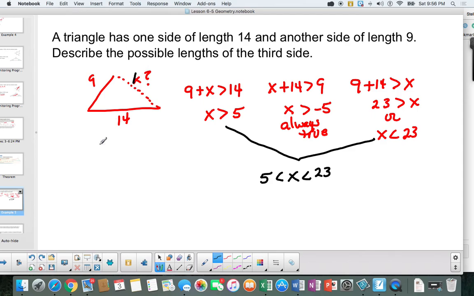Let's try 22, something close to the 23. Now these two add up to more than 14, these two add up to more than 9, and these two add up to more than 22. Now the number 23 does not work, and the reason the number 23 doesn't work is 9 plus 14 add up to 23, and these have to be more, otherwise it won't make a triangle.